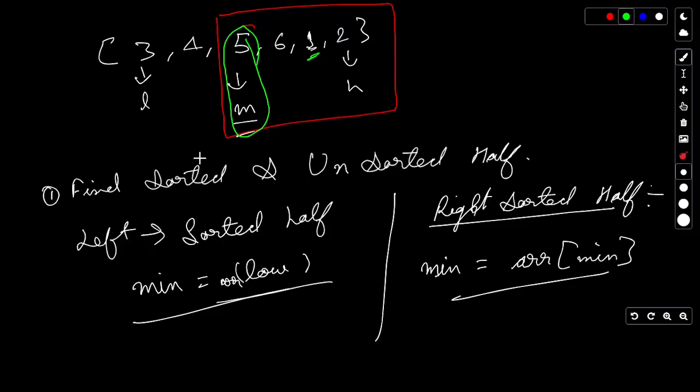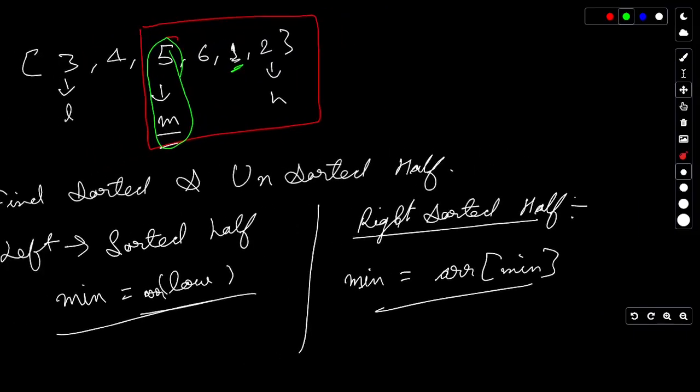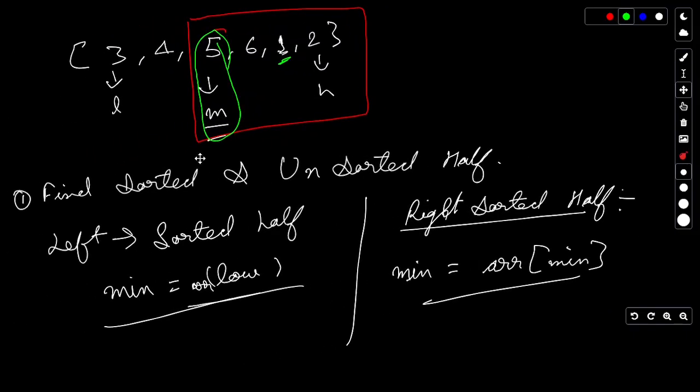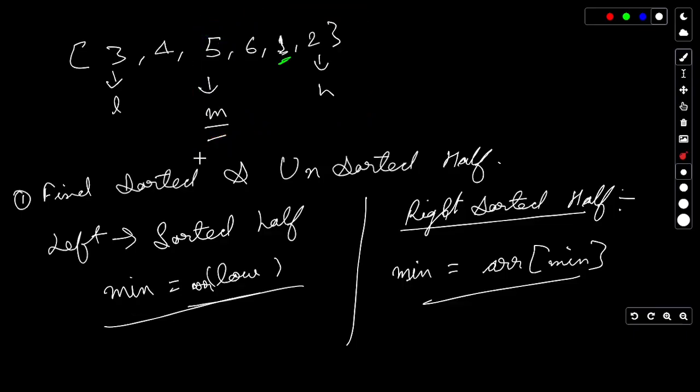So if we just follow this strategy and break down our array into halves again and again and again, then we will definitely update min to its least possible value. How so? Let's have a dry run of this problem.